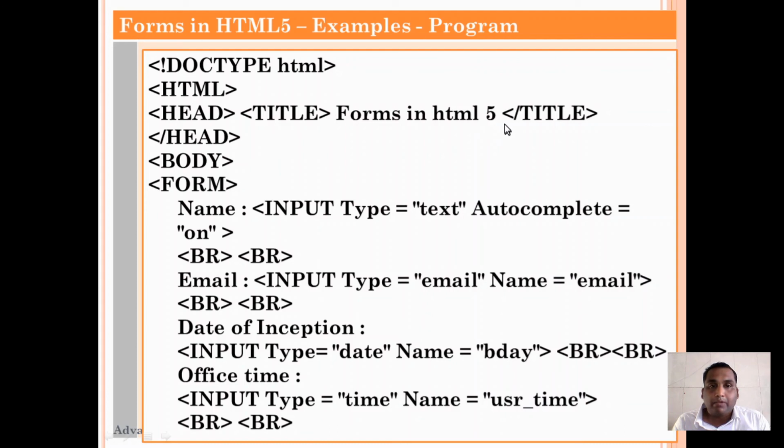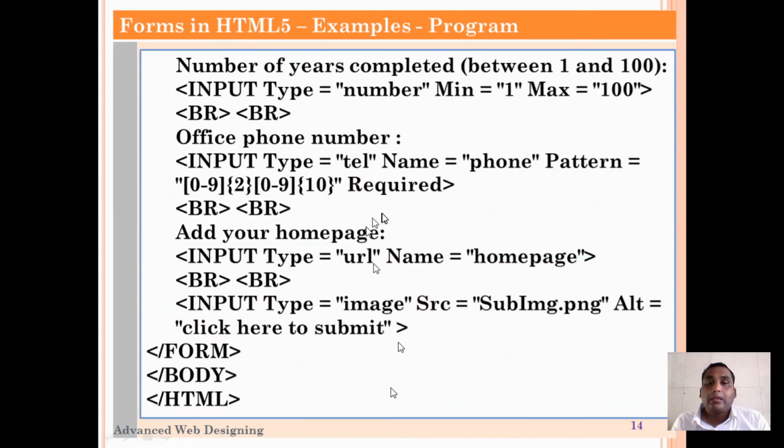Forms in HTML5 is specified as a title. Then I have input type equal text, where here I have written autocomplete equals on. Then I have email, then date, then time. I have input type equal number, where minimum and maximum number is specified. Then I have telephone number, where a particular pattern is specified. A home page, where you are supposed to type the URL, and a submit button, which displays an image.